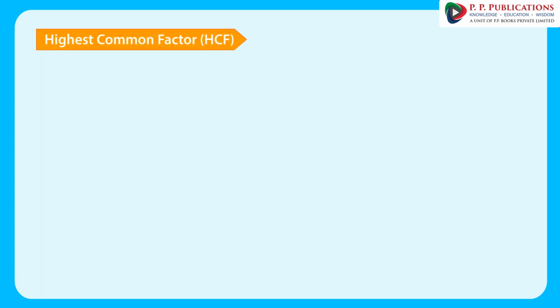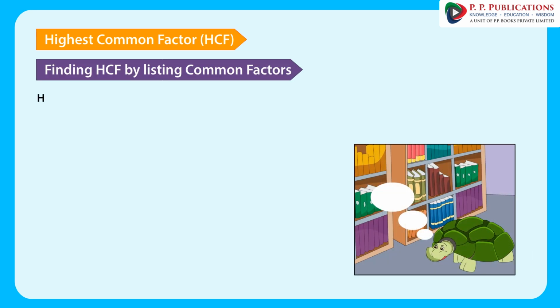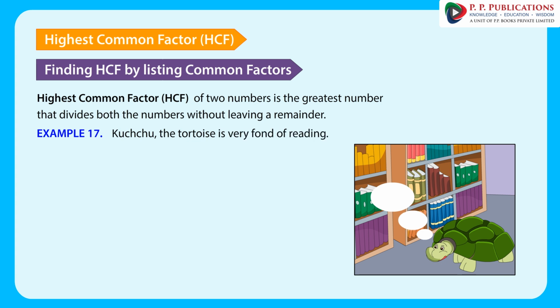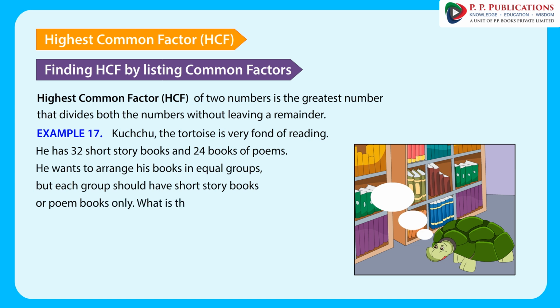Highest common factor, HCF. Finding HCF by listing common factors. The highest common factor of two numbers is the greatest number that divides both the numbers without leaving a remainder. Example 17. Kuchu, the tortoise, is very fond of reading. He has 32 short story books and 24 books of poems. He wants to arrange his books in equal groups, but each group should have short story books or poem books only. What is the greatest number of books that he can have in each group?